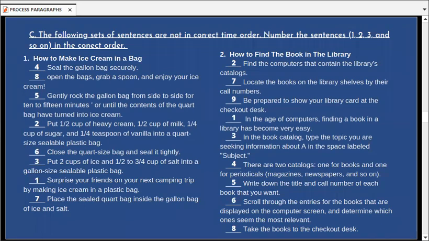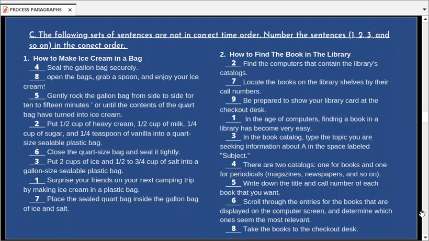How to make ice cream in a bag. Seal the gallon bag securely. Open the bag, grab a spoon, and enjoy your ice cream. Gently rock the gallon bag from side to side for 10 to 15 minutes, or until the contents of the quart bag have turned into ice cream. Put 1 or 2 cups of heavy cream, 1/2 cup of milk, 1/4 cup of sugar, and 1/4 teaspoon of vanilla into a quart-size plastic bag. Close the quart-size bag and seal it tightly.